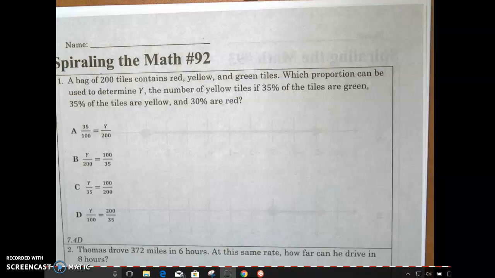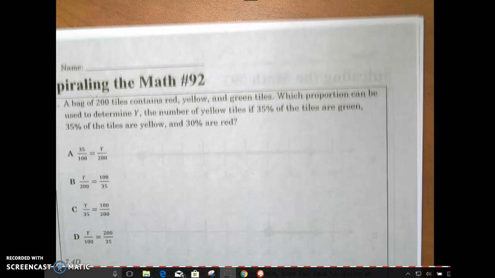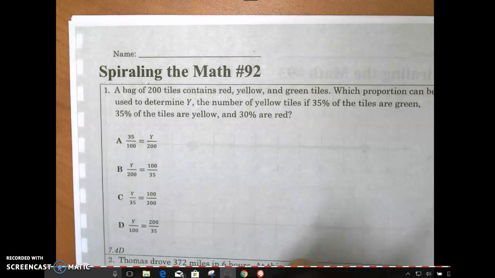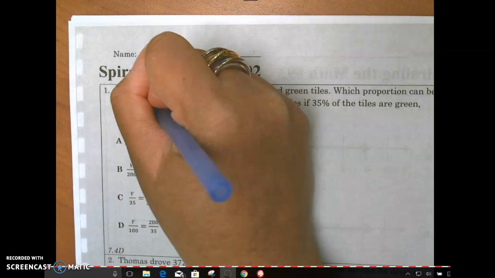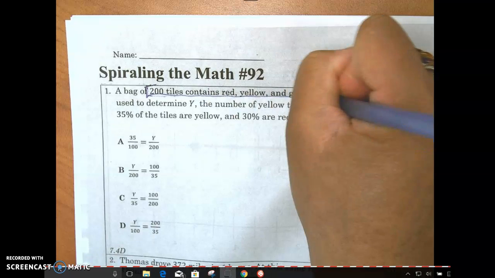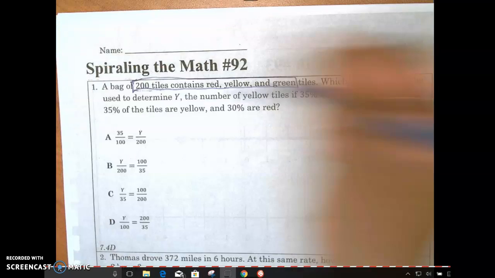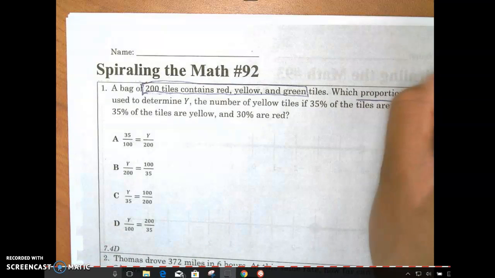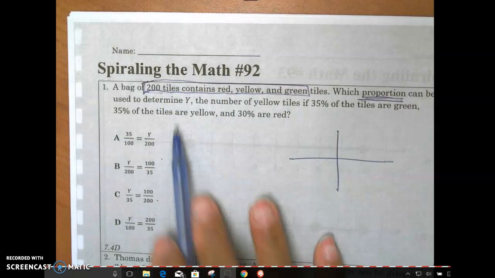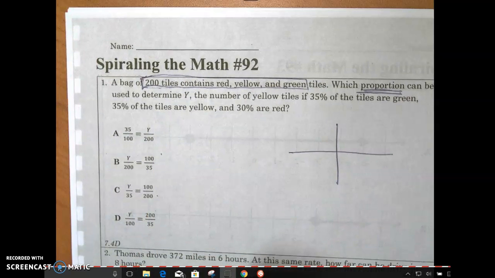Not right now, because I want to go over these with you. So we'll go over these with me first. Somebody over there said it. What do I need to do? Underline important information. Underline, box, highlight, whatever. What's important here? 92. 200 tiles are in a bag. Red, yellow, green. Not all the numbers. Which proportion, which means I need to create one because I cannot rely on my answers, can be used to determine what? What do I need to find?